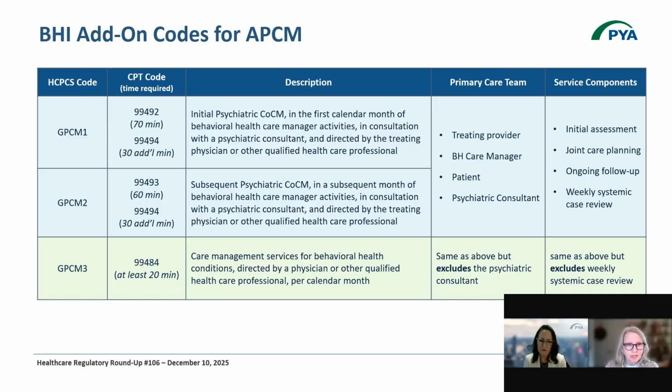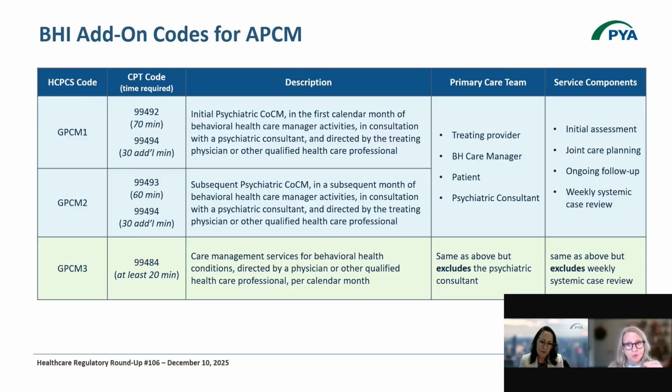So the correlation for GPCM1 is 99492 and 99494. And this is the psychiatric COCM, meaning that is a 4-person care team when you're delivering COCM. It's the treating provider, it's the BH care manager, that clinical staff member, it's the patient, and then critically important here, it's the psychiatric consultant. And the idea behind COCM is that you have a BH care manager within the practice who is managing a panel of patients, and then on a weekly basis is touching base with the psychiatric consultant to review any particular cases, to identify need for adjustments for medications, and similar type of engagement between that behavioral health care manager and that psychiatric consultant.